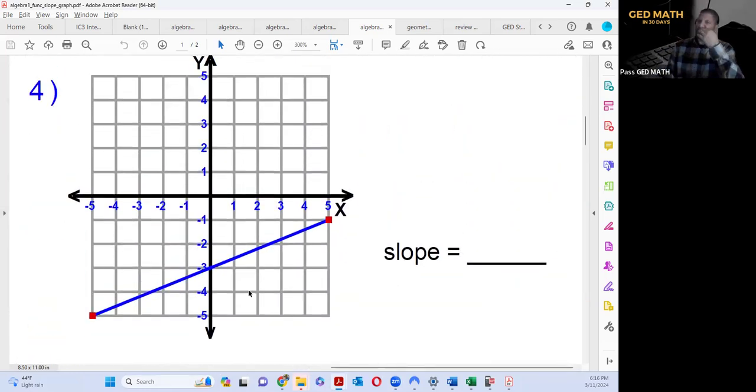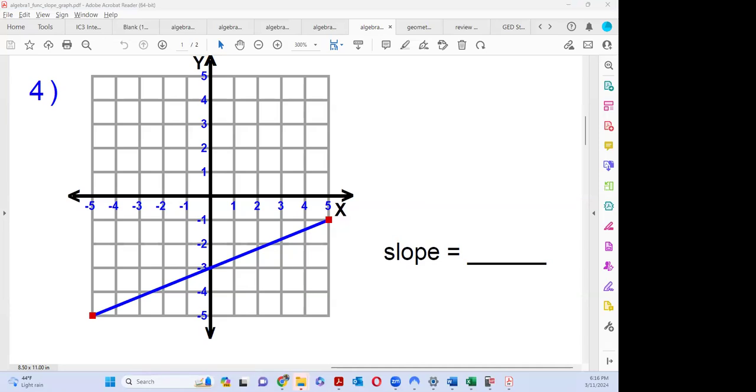So now, what they're probably going to do is give you an equation of a line, and they're going to want you to pick what graph corresponds to that equation. But I'm going to demonstrate how we figure out the equation of this line. First of all, we want to determine if the slope of this line is positive or negative.